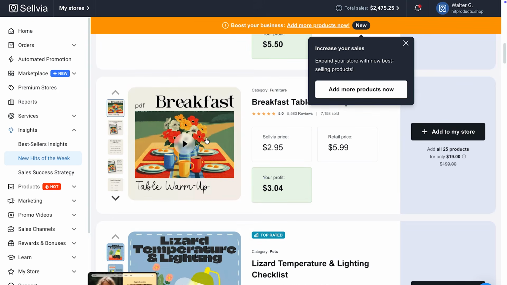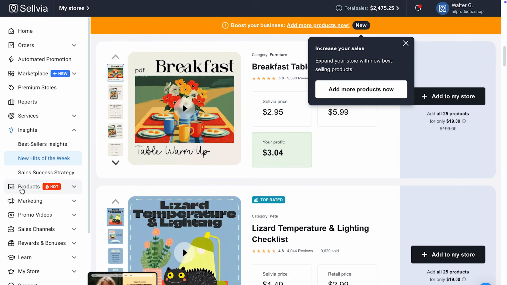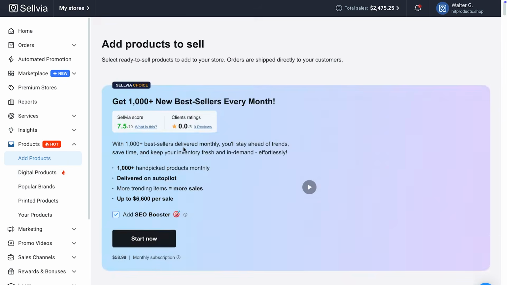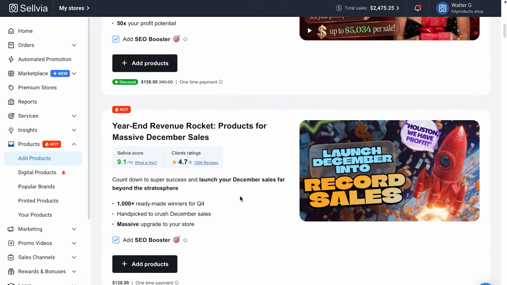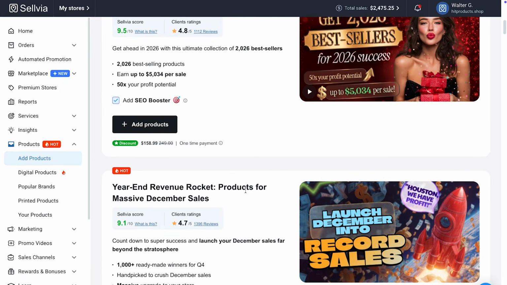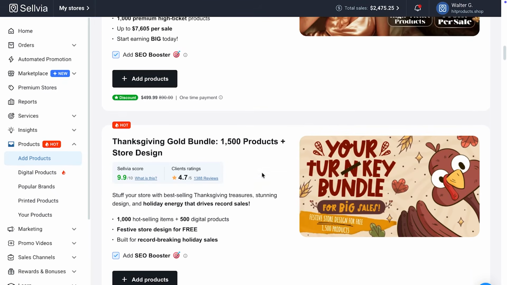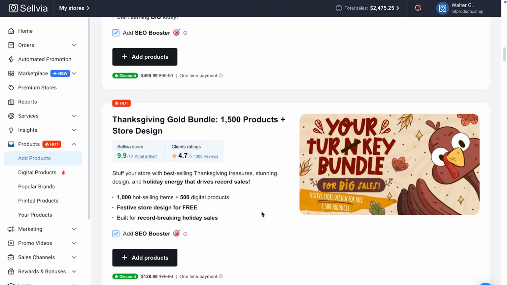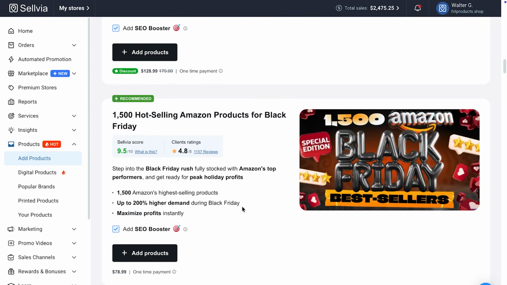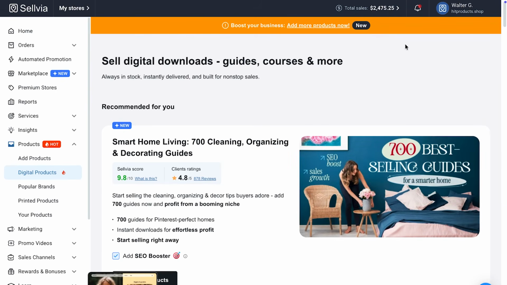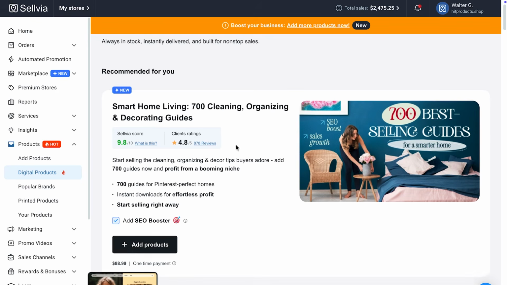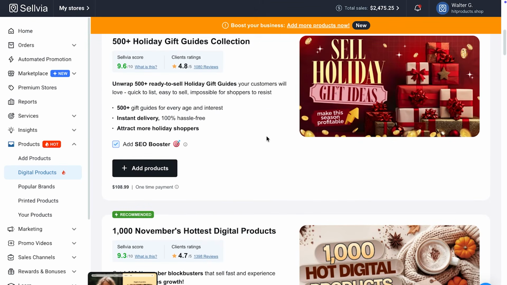Simple stuff. So you also have products, of course, right? Different product packs compiled based off information of top performing stores for different niches, for different events, stuff like that. For example, for Thanksgiving, right? Best performing products for Thanksgiving, all sorts for Black Friday, right? All sorts of different stuff. You have normal products, digital products, right? Different digital resources, guides. Basically the same idea. Sellvia just looks at what's performing best and then compiles it for you, right?